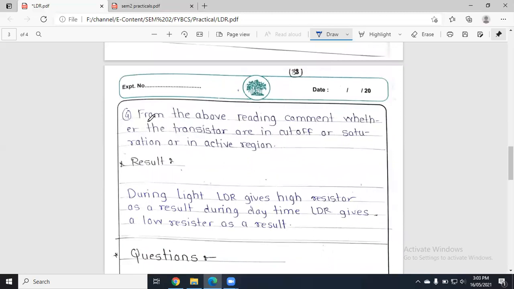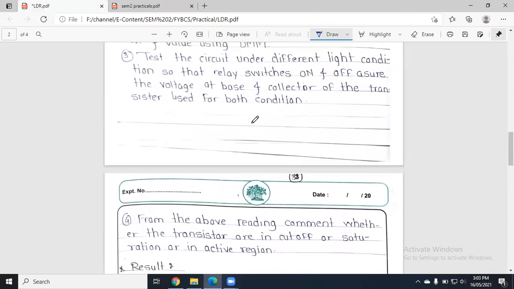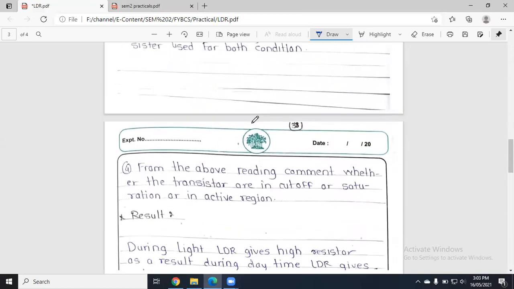And the last one is, from the above readings, comment whether the transistor is in cutoff, saturation or active region. So with the help of the readings, we have to predict in which region our transistor is working, either cutoff, saturation or active region, right? So this is all about this LDR, light dependent resistance, and the practical of it.